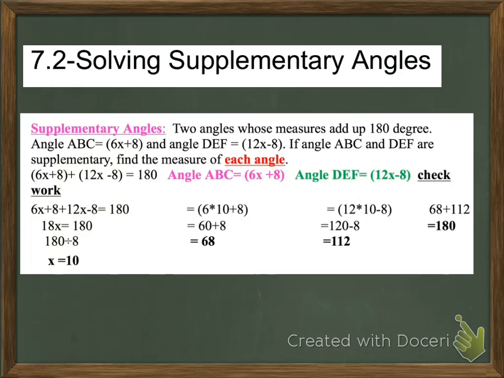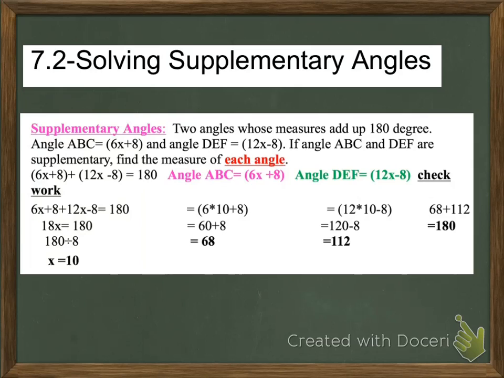What you do is you make them into an equation. So the equation is 6x plus 12x minus 8 equals 180 degrees. Now you combine the like terms. Positive 8 minus 8 will equal 0, and 0 doesn't have any value. So 6x plus 12x equals 18x equals 180. 180 divided by 18 gives x equals 10.